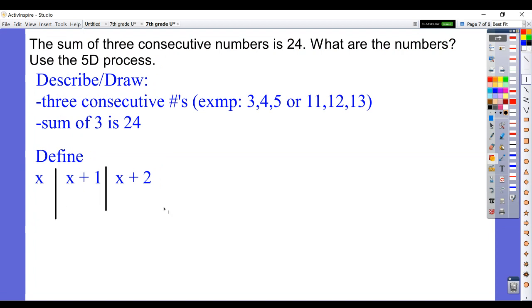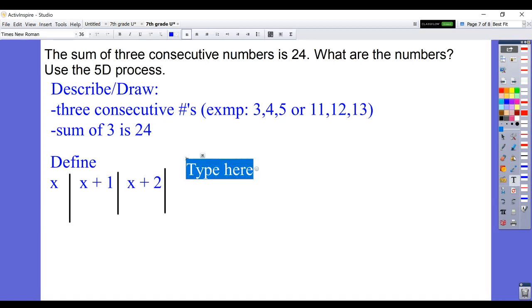And then we have to, so we've described and drawn, we've defined, we have to figure out what we'll be doing, which would be to add them, right? We'll have to decide, which is that they should equal 24. And then we'll have to declare once we find our answers.